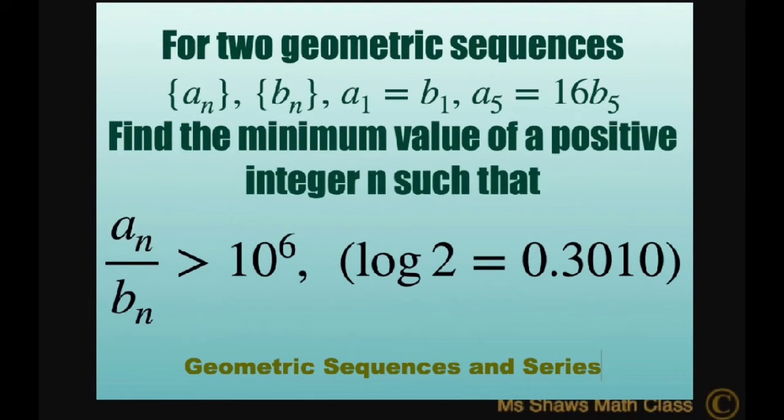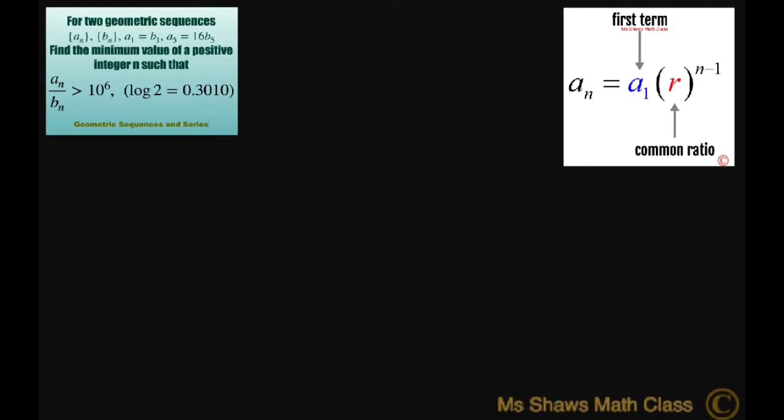For two geometric sequences, a sub n and b sub n, the first term of each sequence equals each other. The fifth term of the first sequence is 16 times the fifth term of the second sequence. We're going to find the minimum value of a positive integer n such that a sub n divided by b sub n is greater than 10 to the power of 6. And this part here is just giving us information for when we simplify.